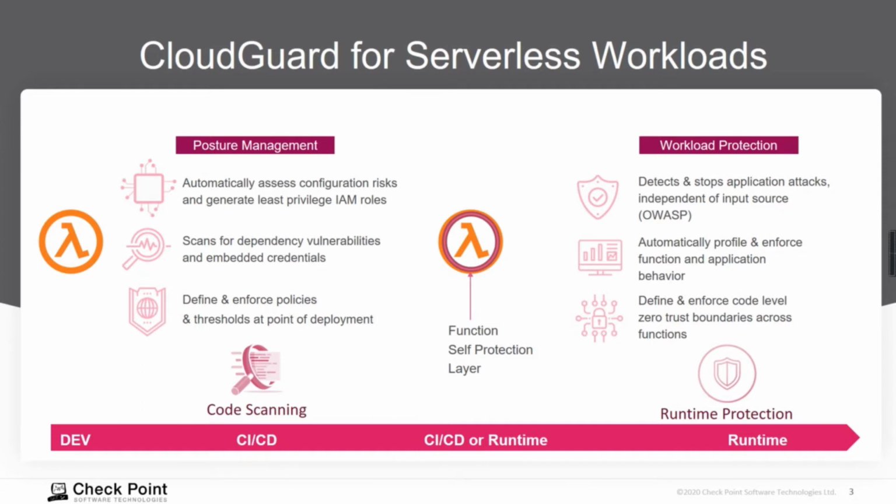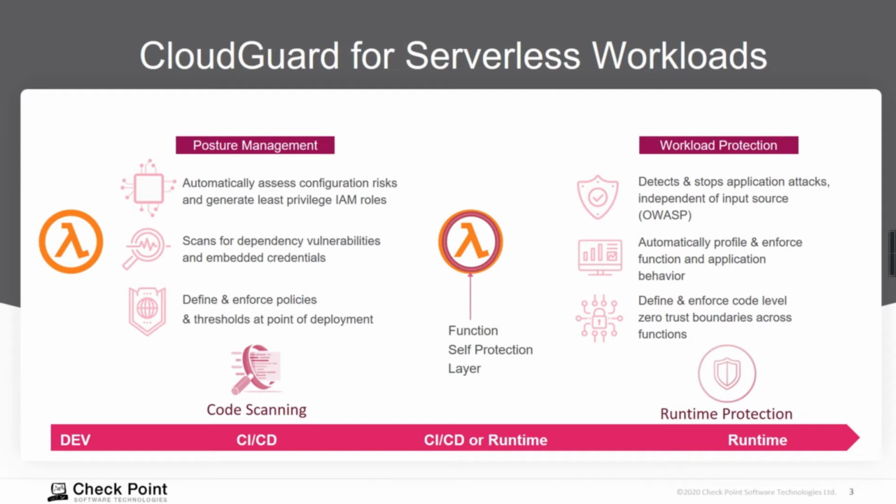The protection is primarily divided into two sections. It's code scanning and runtime protection. In code scanning, essentially the code of the application and the templates that are used to build the application are scanned, and the configuration of the deployment is assessed, the privileges of the IAM role are assessed, and the code is assessed for dependency vulnerabilities, a form of software composition analysis.